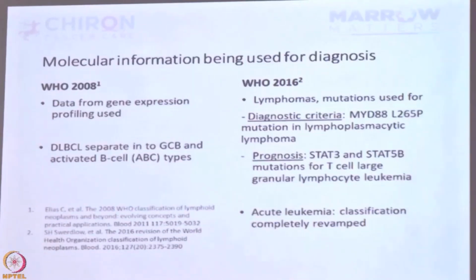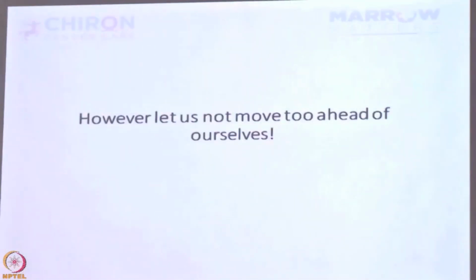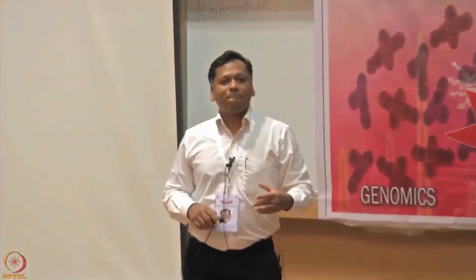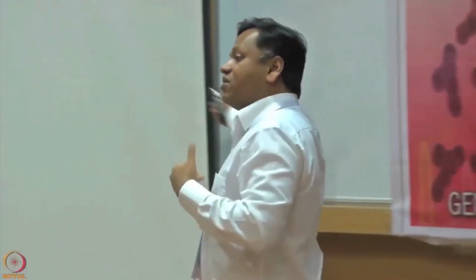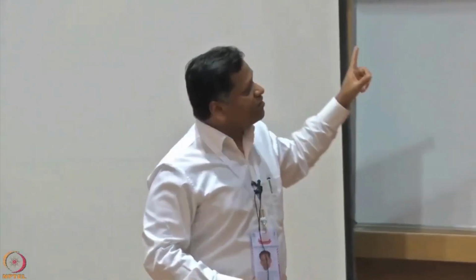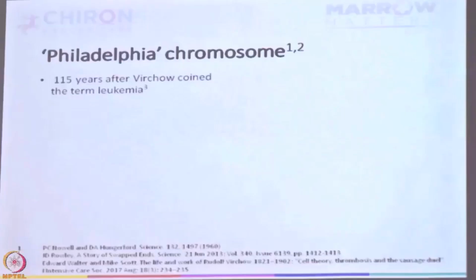Correct? But even in that, we have a problem. We will come to that, because there are multiple patients with a particular mutation who behave differently. They may not respond to treatment. Some may respond beautifully to one cycle. Somebody may relapse within 2 months, somebody may not relapse for 10 years with the same mutation. So, we do not really understand truly what is happening, and our knowledge is growing. So, let us see where we have come.